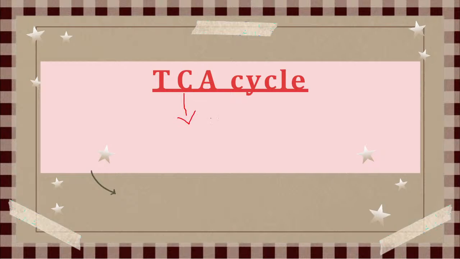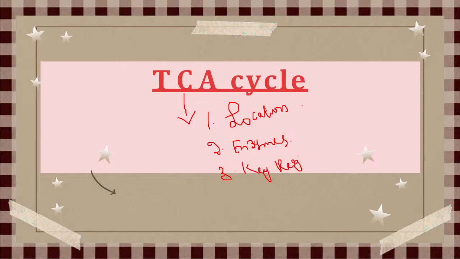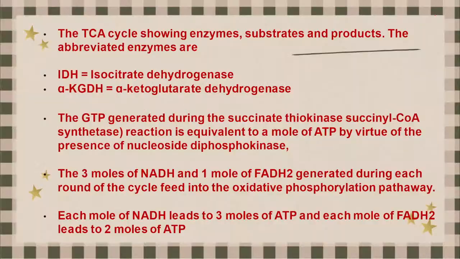What we have to read in the TCA cycle: first, the location, meaning where these reactions take place. Second, all the enzymes involved in the TCA cycle. Then the key regulation process. And very importantly, where we got the question, the amphibolic pathway. These are the four concepts we have to read briefly and elaborately. Okay, let's start.